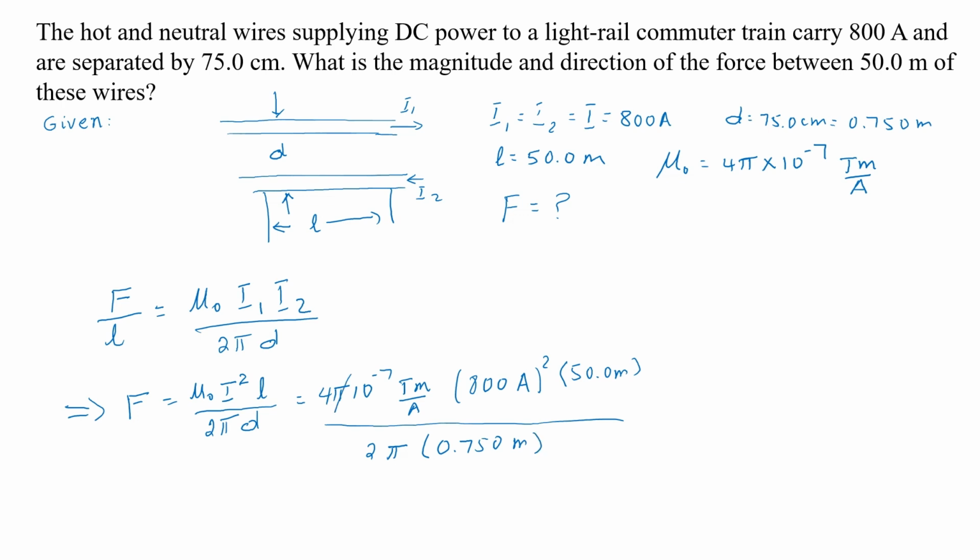Alright, pi versus pi, we can cancel. We can also simplify here: 4 divided by 2 is 2, and this is going to be 1. So the product of the numerator divided by 0.75 yields 8.53 newtons.